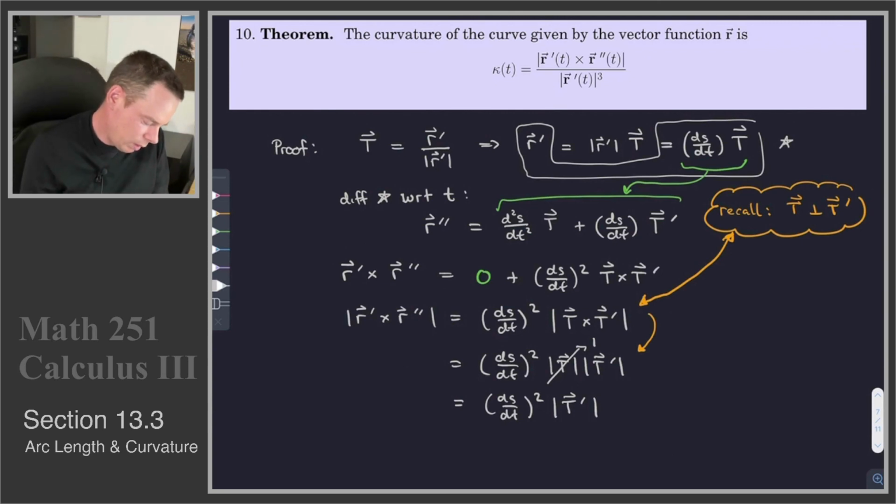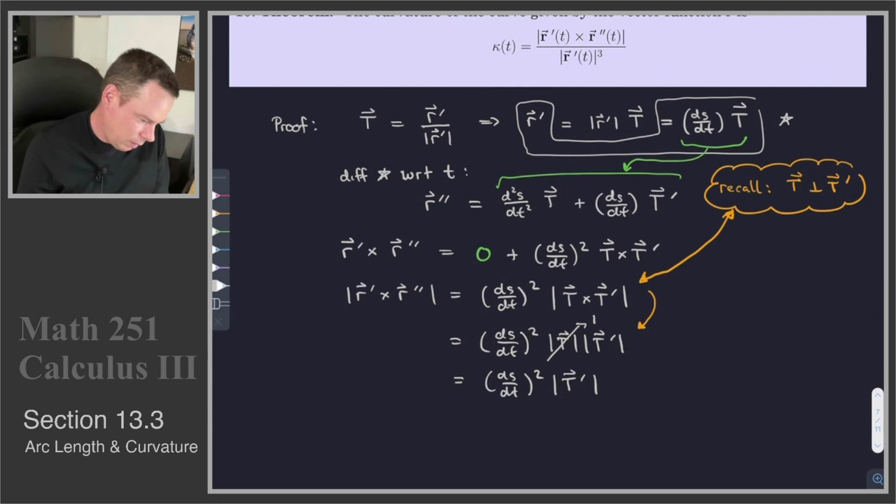And we're almost done, because at this stage we've just got that T prime in magnitude is equal to r prime cross r double prime in magnitude all over ds dt squared.